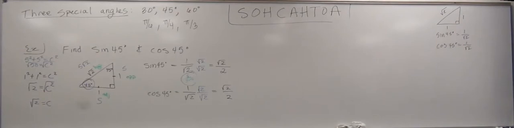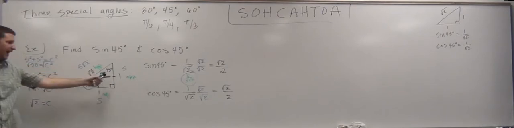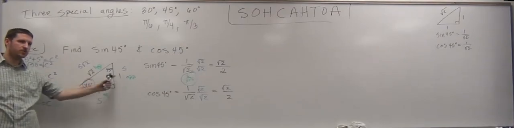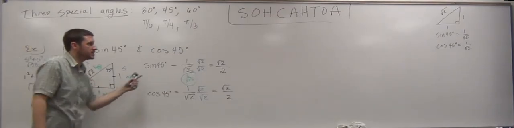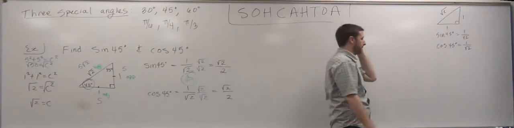Okay. What about tangent? What's tangent of 45 degrees? 1. Why? Because it's the opposite over adjacent. I have a triangle with a 45-degree angle, so do opposite over adjacent. Tangent is opposite over adjacent.